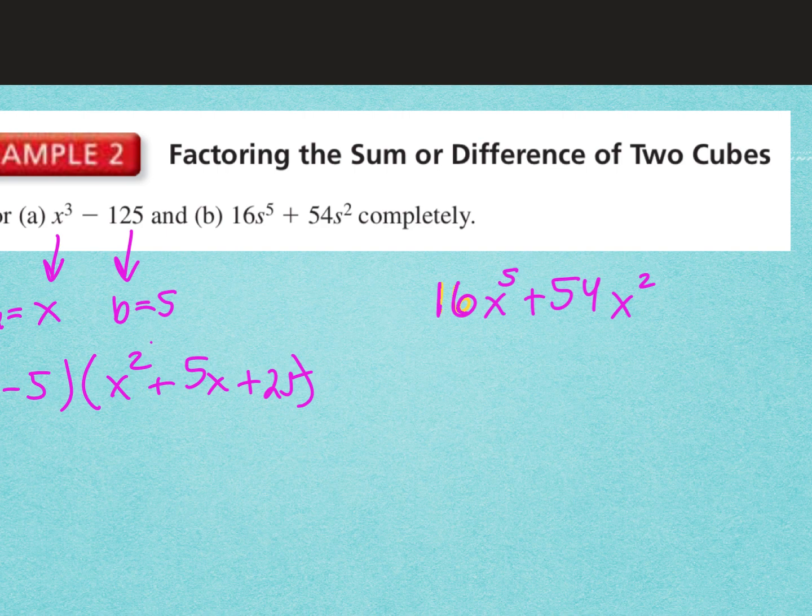So some of you might be like, oh, there's nothing. But I see right away that they have x's in common. They probably have a number in common. So what number and or letter can I factor out of both of these? 8 what? 8x squared. Okay, so 8x squared. What's 54 divided by 8?